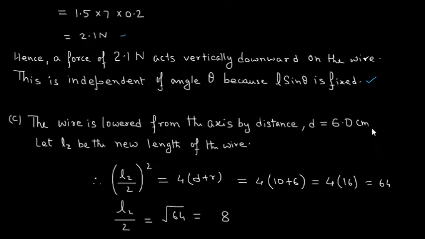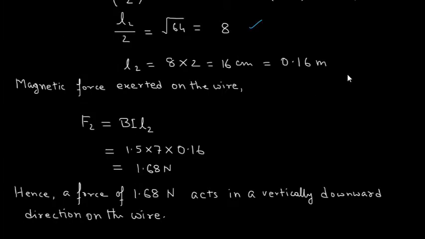Now the part C. The wire is lowered from the axis by distance d is equal to 6 centimeter. Let L2 be the new length of the wire. L2 upon 2 whole square is equal to (d plus r) times (r minus d), that is 4 into 16, that is 64. L2 upon 2 is equal to under root 64, that is 8. So L2 is equal to 8 multiplied by 2, that is 16, that is 0.16 meter.